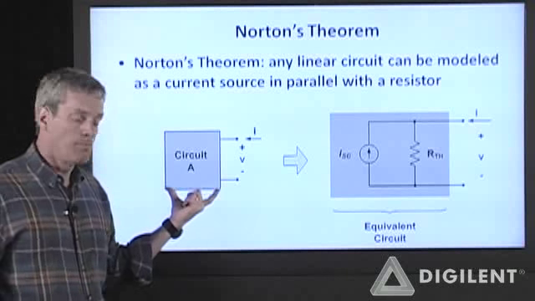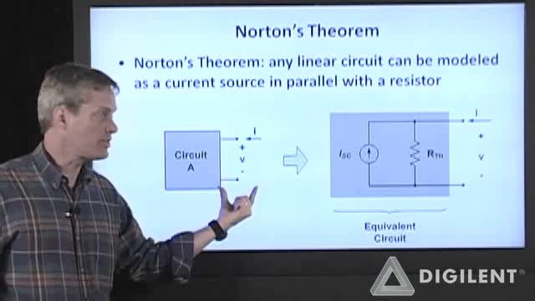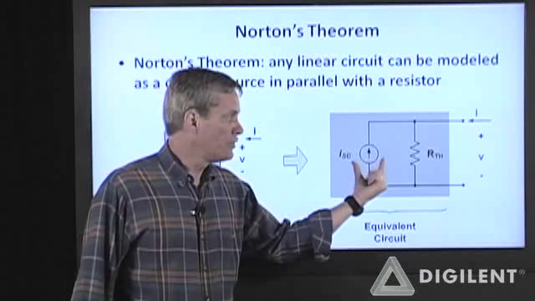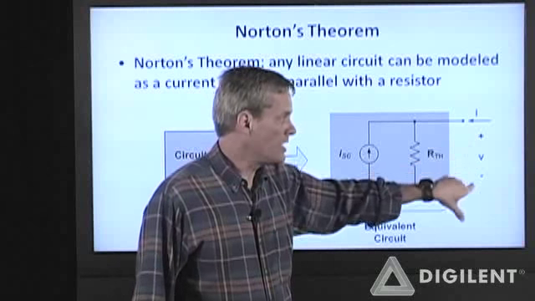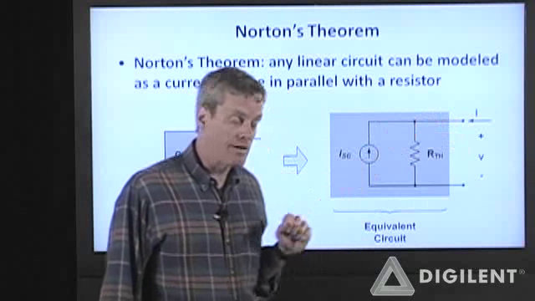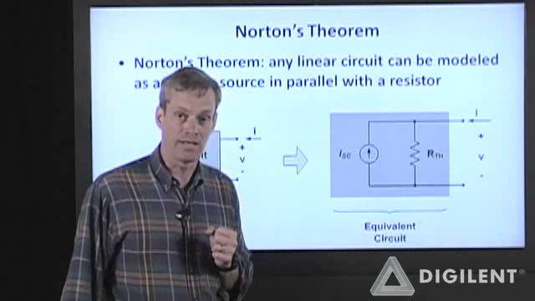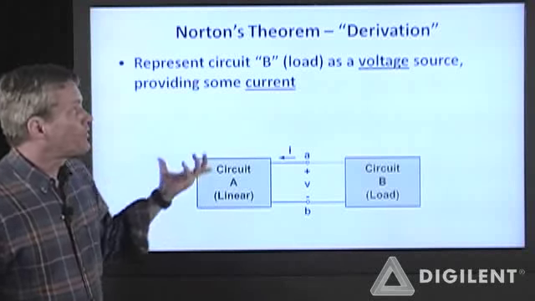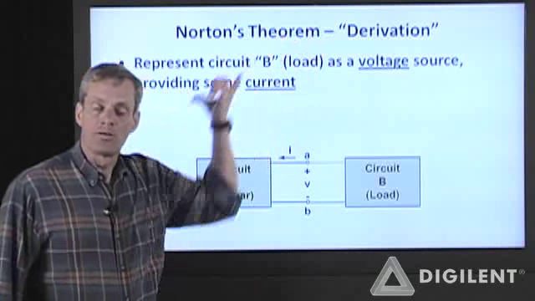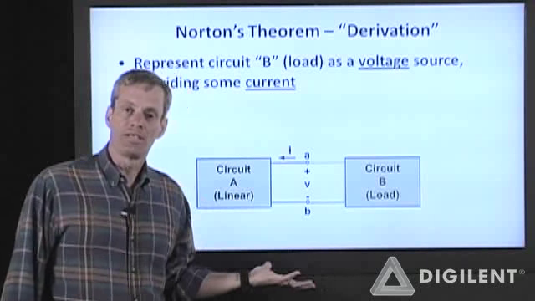So if I have some linear circuit A with some voltage current characteristics at its terminal, what I can do is put a current source in parallel with a resistance that will give me the same voltage current characteristics as long as I choose RTH and ISC correctly. Okay, now let me go through my little derivation of Norton's theorem, kind of comparable to the approach that I took with Thevenin's theorem, but we'll see that some of the parameters take different roles with Norton's theorem.